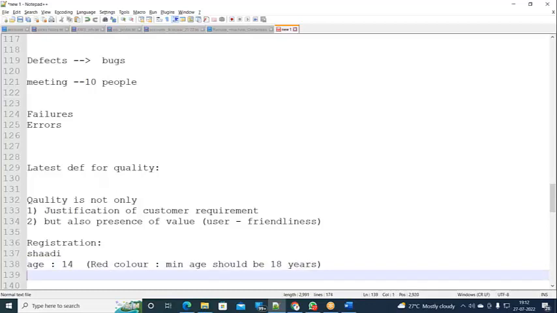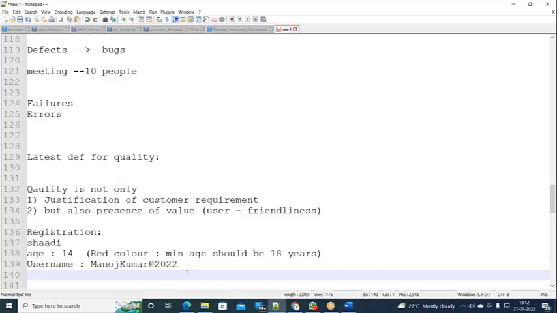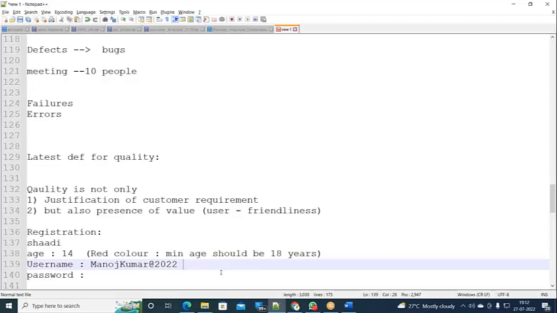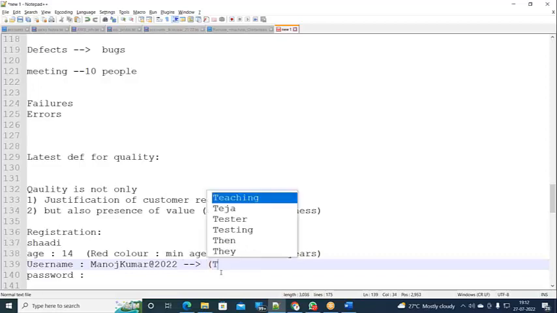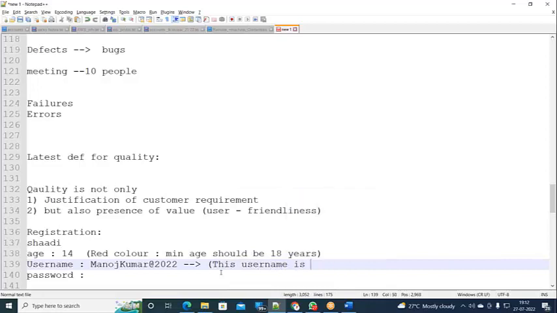For example, Manoj is creating the registration and has given a username, Manoj Kumar at the rate 2022. He has entered it and tried to go to the next field to enter the password. Immediately it will show up here: this username is in use or taken by someone. Please try another username. Did you see this, guys? Did you see this error anytime?